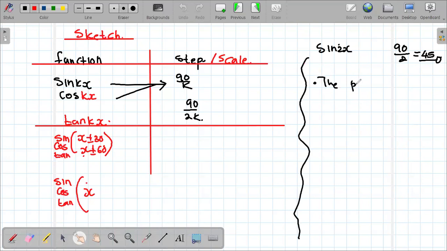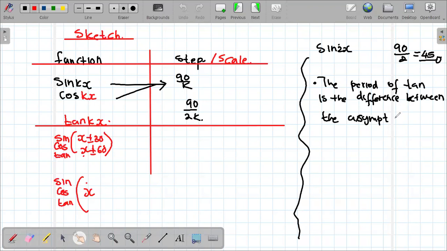The period of tan. The period of tan is what? Is the difference between the asymptote. It is the difference between the asymptote. Which asymptote do we have? We have 270 and 90. What is 270 minus 90? It is 180. And that's the period of tan.